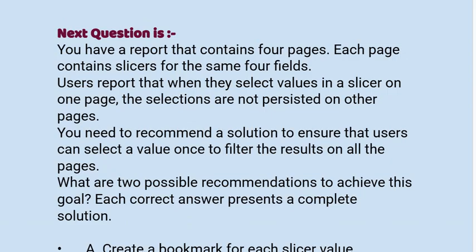Question is you have a report that contains 4 pages. Each page contains slicers for the same 4 fields. Users report that when they select values in a slicer on one page, the selections are not persisted on other pages. You need to recommend a solution to ensure that users can select a value once to filter the results on all the pages. What are two possible recommendations to achieve this goal?